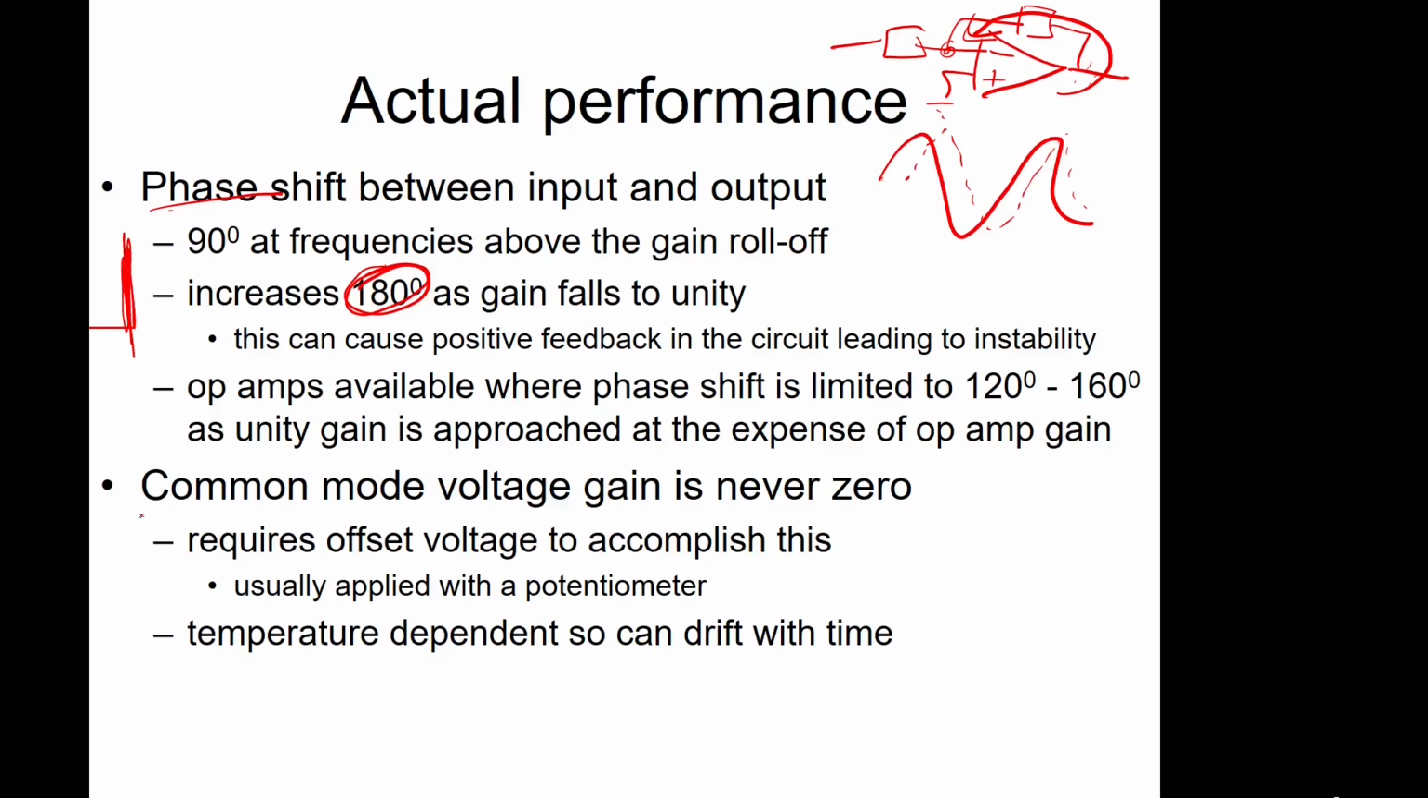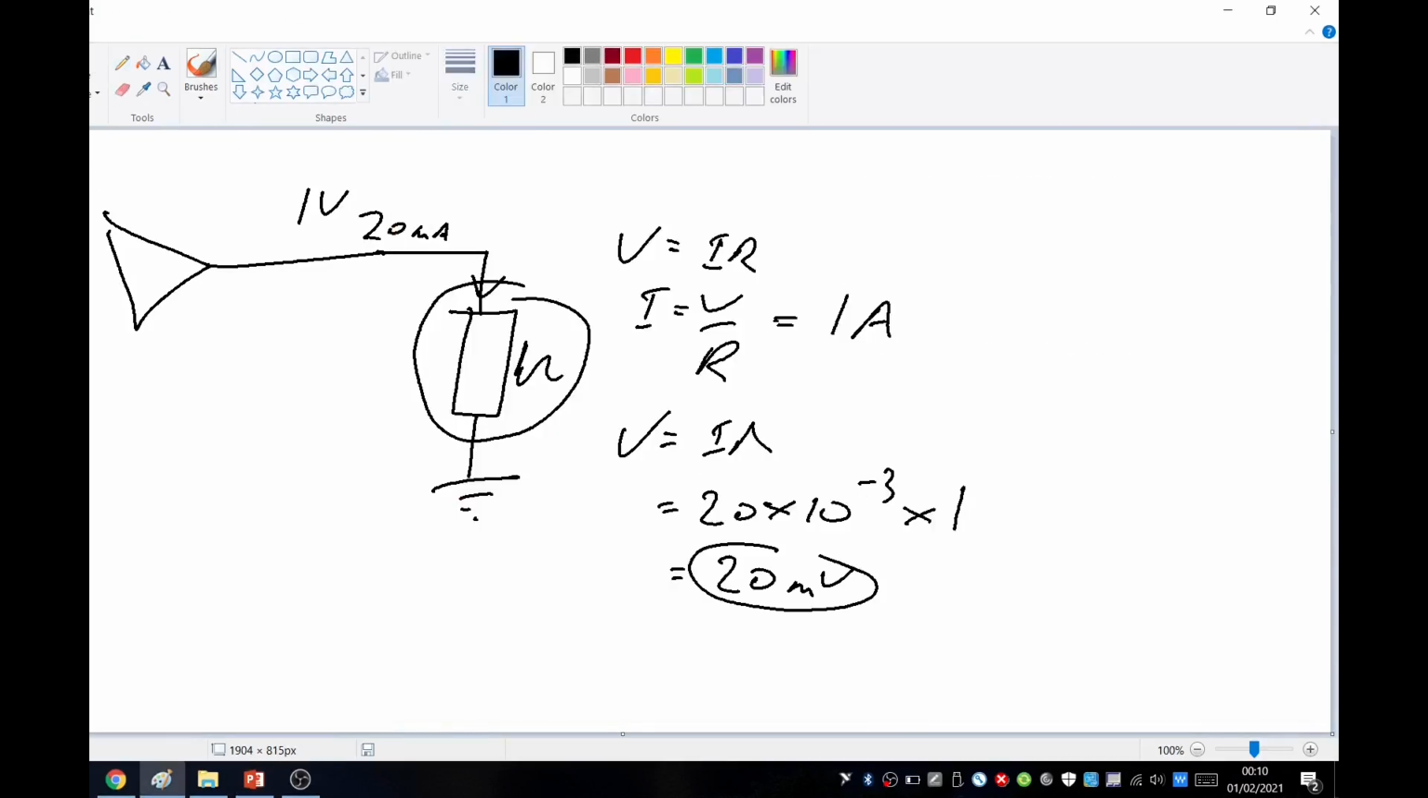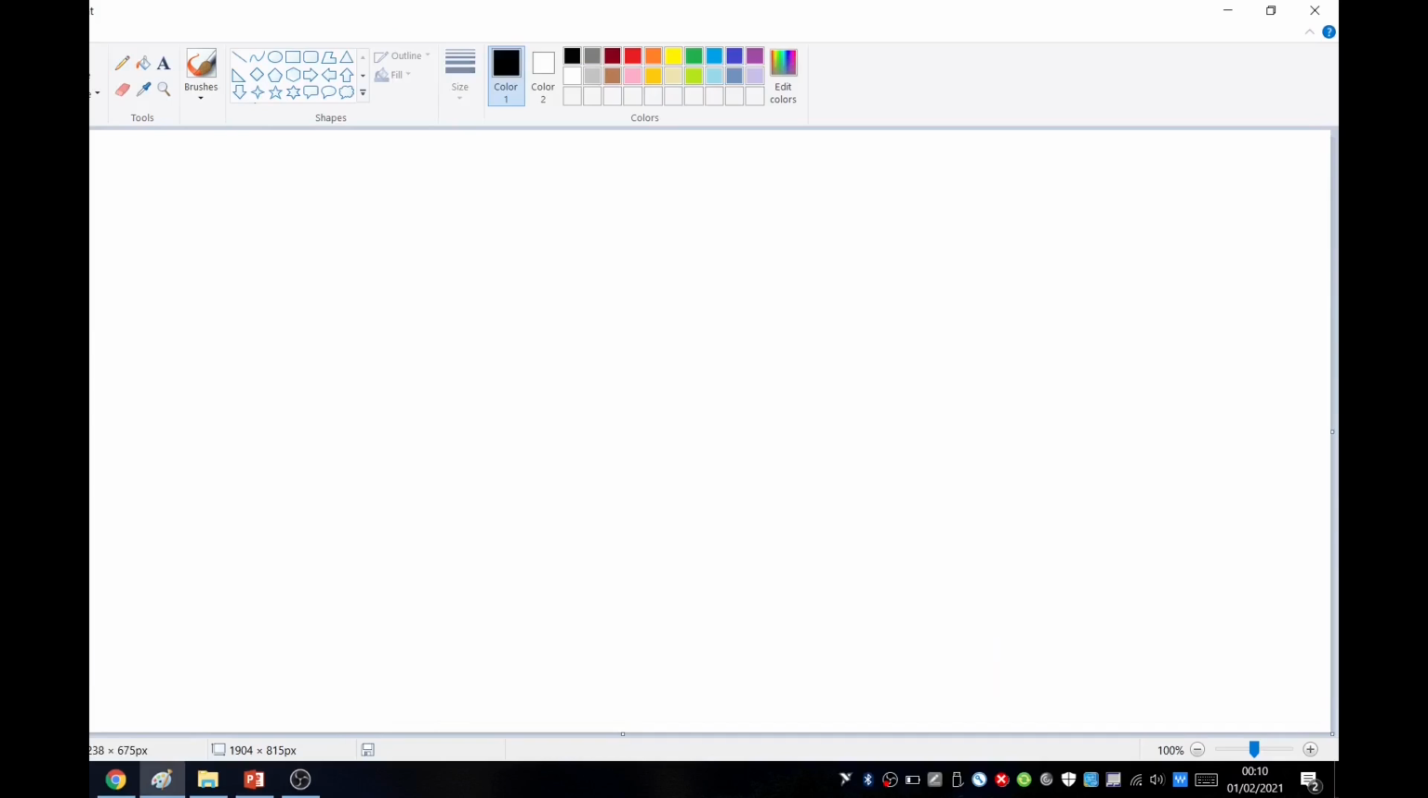The common mode voltage gain is never zero, so we've looked at that. And again, if I go to paint, we've set our common mode voltage.